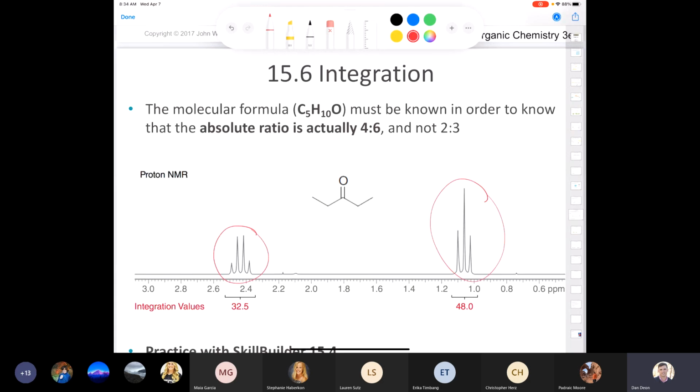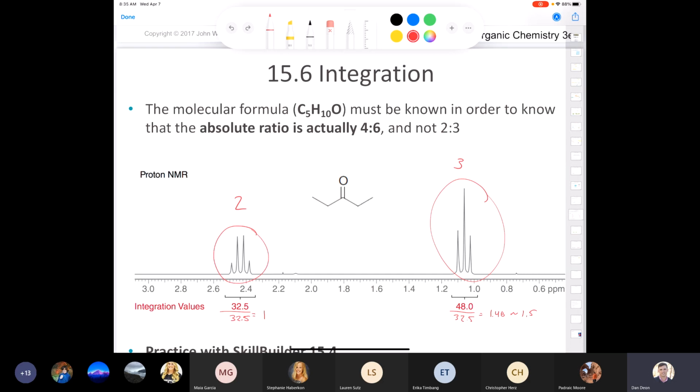If we look at the integration values, though, we see that if we take 32.5 and divide it by 32.5, you get 1. And if you do the same thing here, you end up with 1.48, which is close enough to 1.5. If I multiply 1 and 1.5 by 2, I would get 2 to 3. And you think, okay, well, 2 plus 3. If I didn't know the structure of this compound, you might say, well, hey, there's going to be 5 protons. That's it, cut and dried. Not necessarily, because the absolute ratio here is actually 4 to 6.